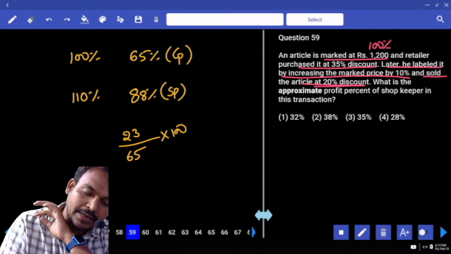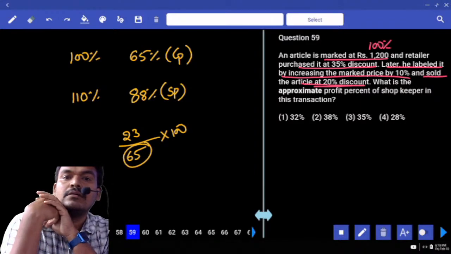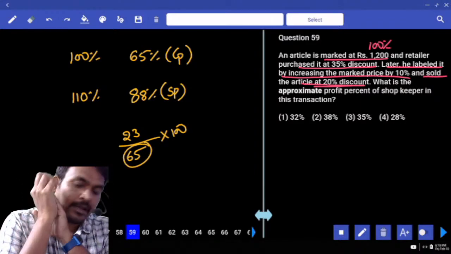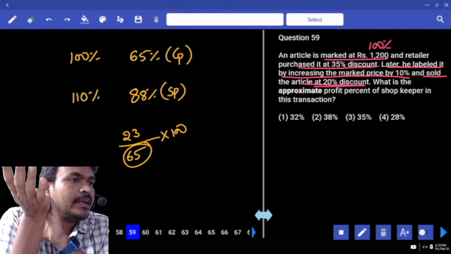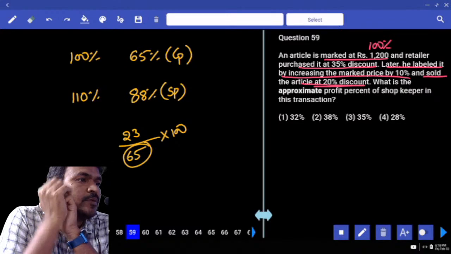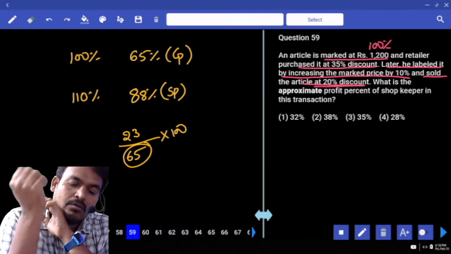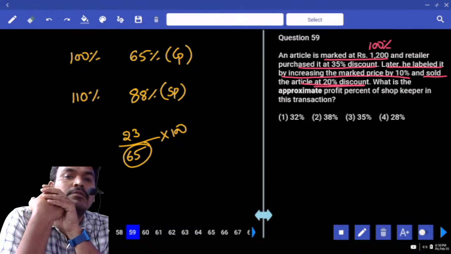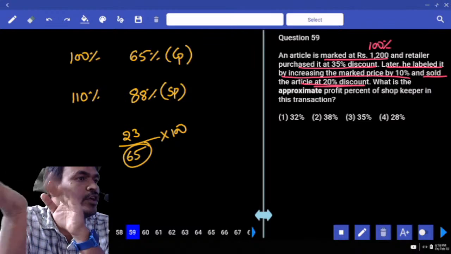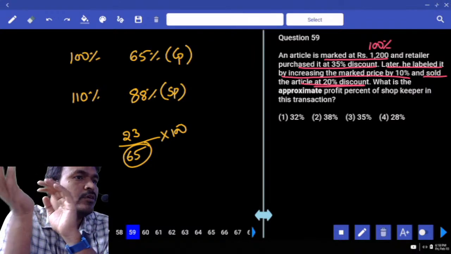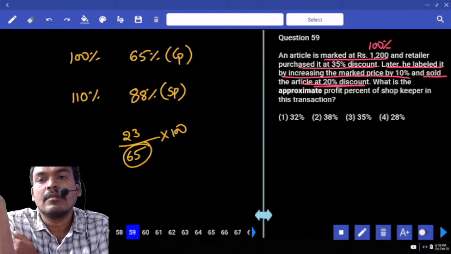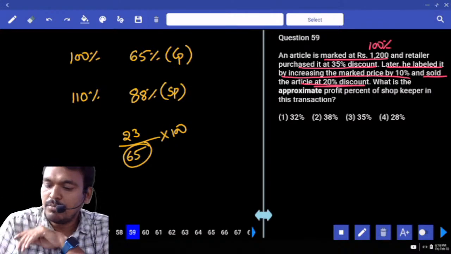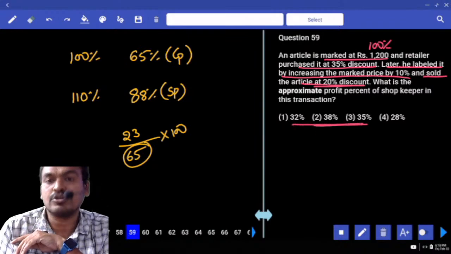Okay, what is the 10% of 65? 6.5. 30%, 19.5 means answer must be more than 30%. What is the 40% value? 10% 6.5, 20% 13, 40% 26. Then answer must be in between 30 and 40. But how many options? 3 options.